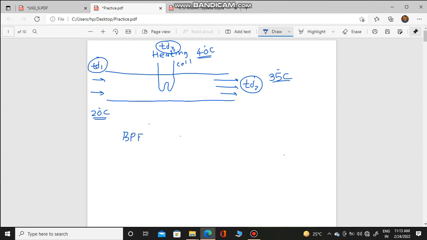Now I want to find out the bypass factor. Bypass factor means how much range has been left. Here it should heat up to 40, so 40 means TD3. Now here this is the gap.